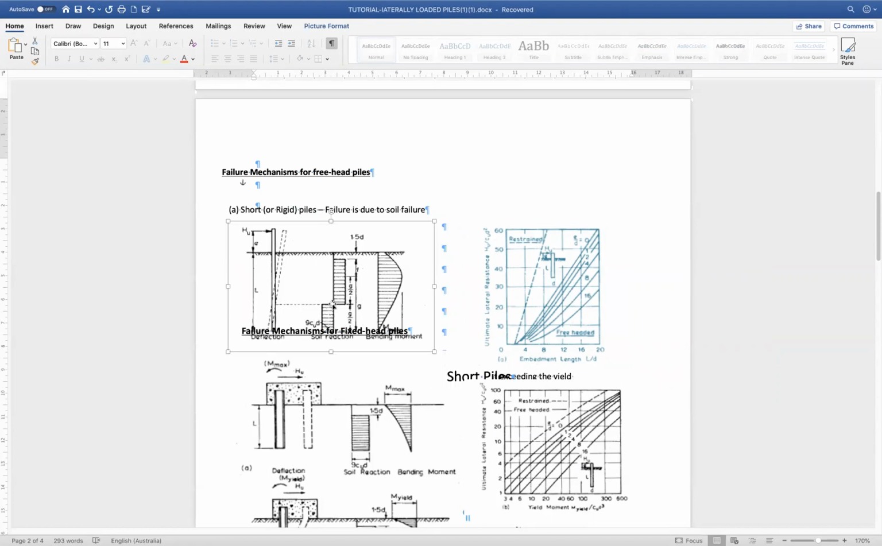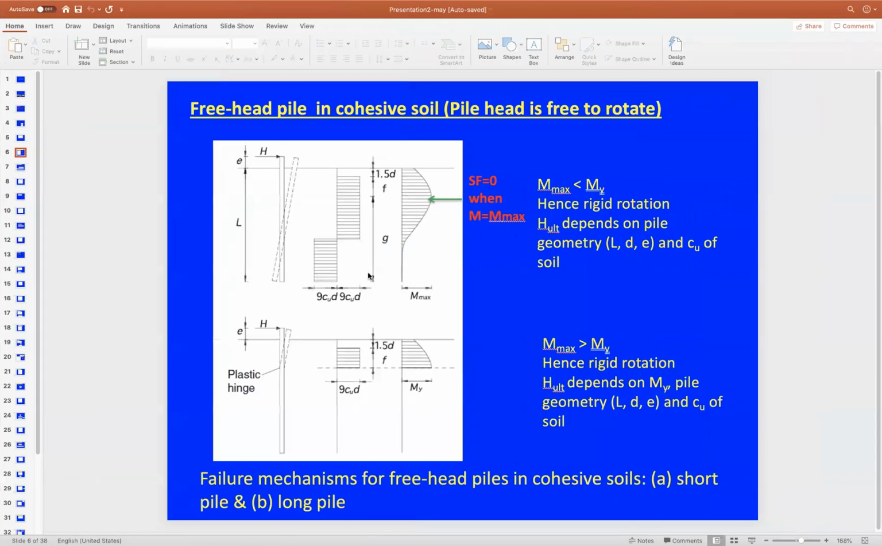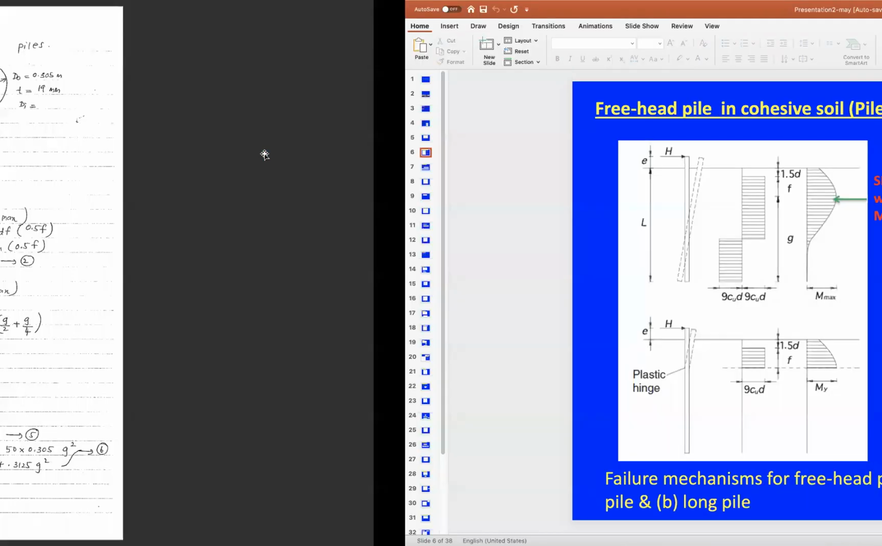So what we're going to end up with, the sum of the horizontal forces will only be equivalent to HU, and that will be equivalent to the distributed forces within the length F here. The length F is up to the maximum moment point here. So we have the sum of the distributed force within the length F, and that will be equivalent to 9 CUD multiplied by F. So we have here 9 CUD multiplied by F, that will be equivalent to the H ultimate. And that's the first equation in this problem.